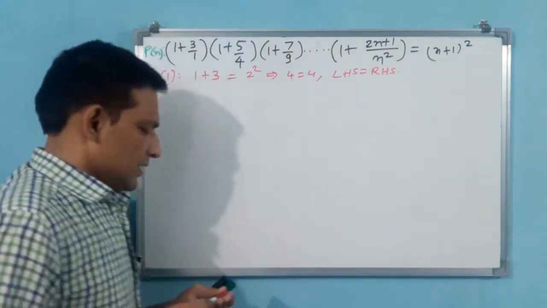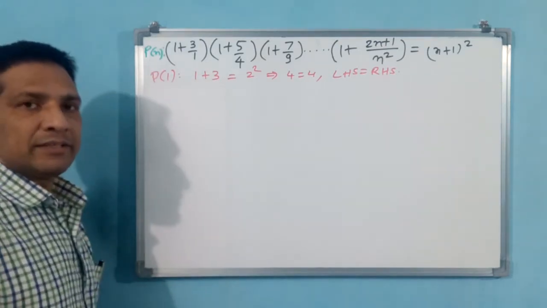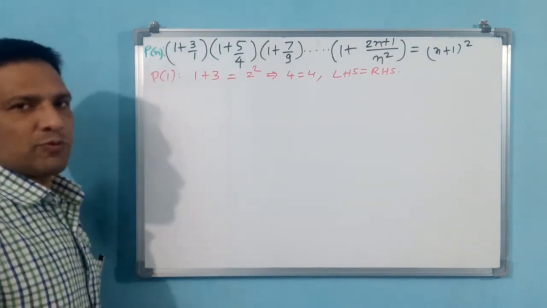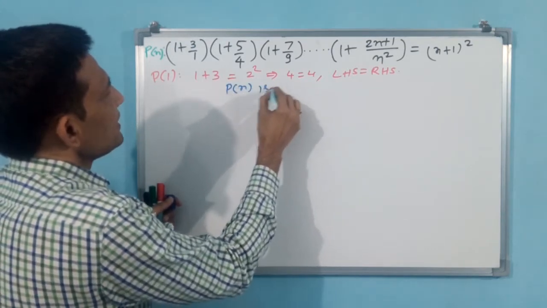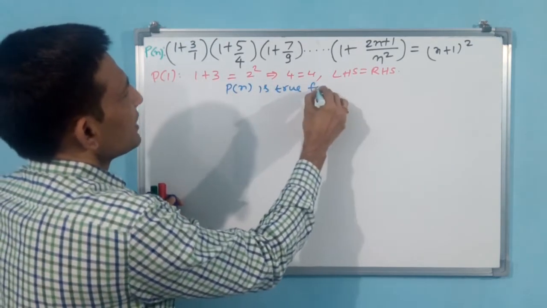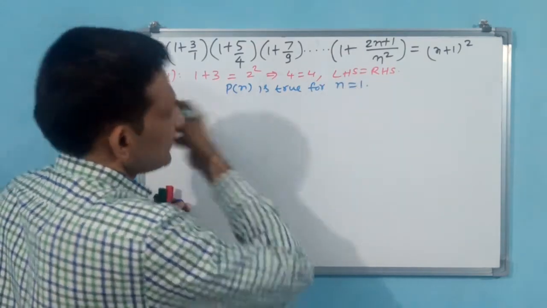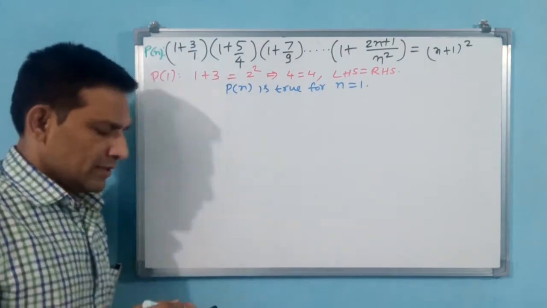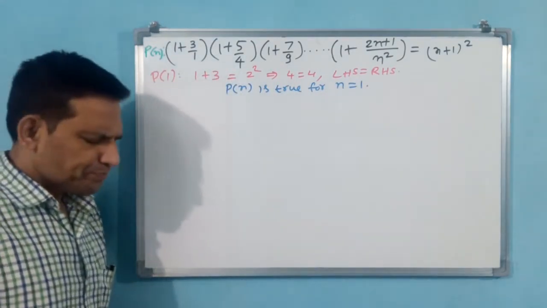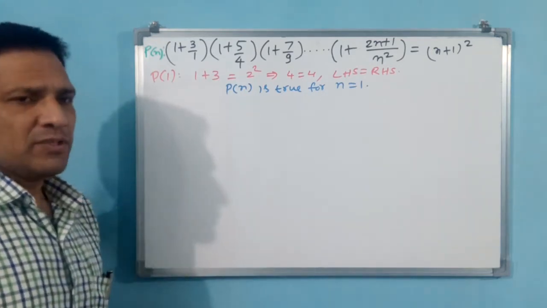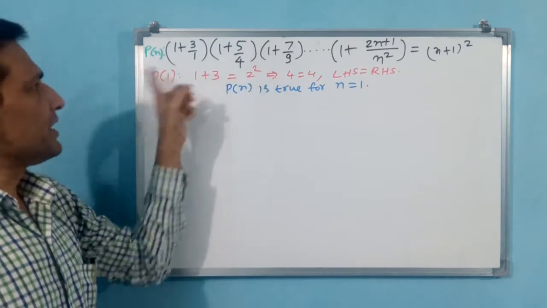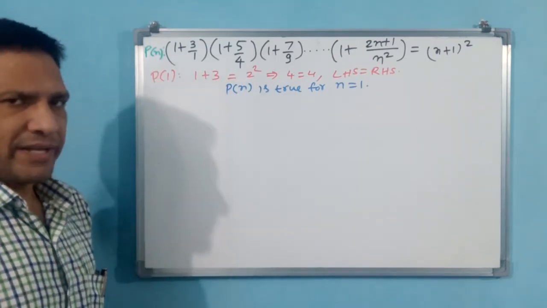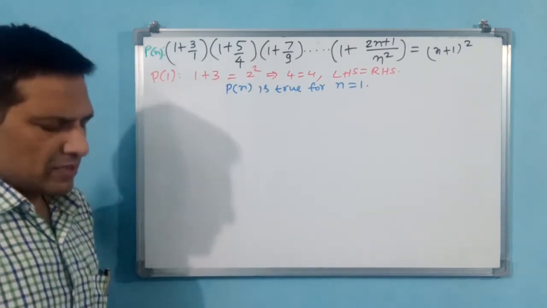Now what can you write here? You can write Pn is true for n equal to 1. This we have to write. Next step: 3 steps are over, n belongs to N, Pn, P1. There are 5 important steps; Pk and Pk plus 1 are pending.